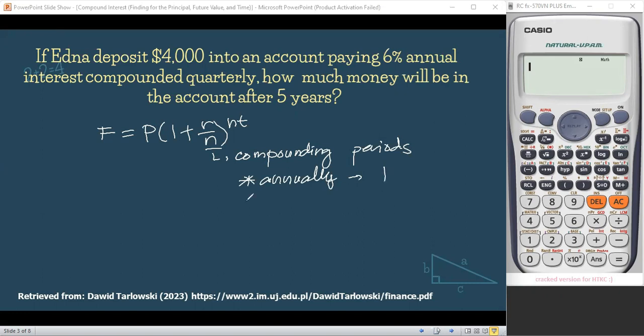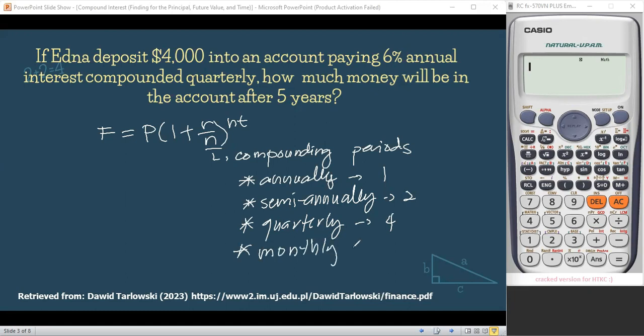Annually, that is 1. We also have semi-annually, which is 2 po. We also have quarterly, which is 4 because in 1 year, there are 4 quarters. Kaya diba sa exam natin, meron tayong first quarter, second quarter, third quarter, and fourth quarter. And also, we have monthly. Kapag monthly po, we have 12.